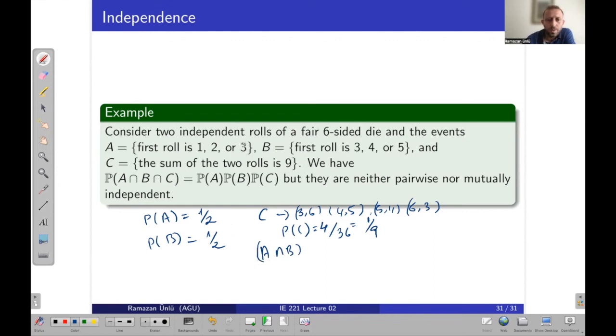So the A intersect B is 1/6, right? Because there is only one common point, and the probability will be 1/6. But the individual multiplication of the probabilities of those events is 1/4, right? 1/2 times 1/2 is not equal. So I cannot say that these two events are pairwise independent. Okay, let's check the A and C.